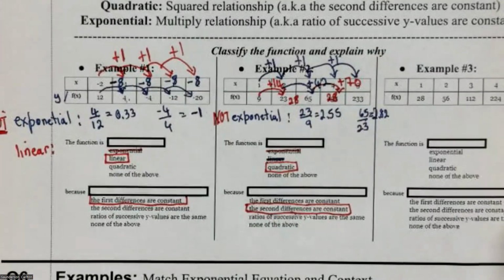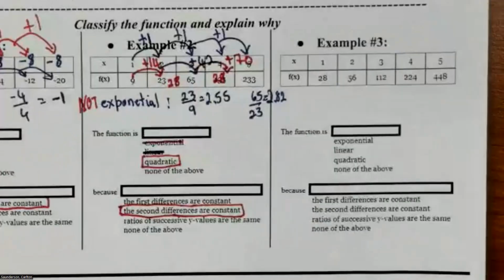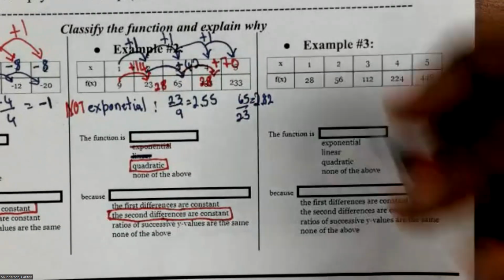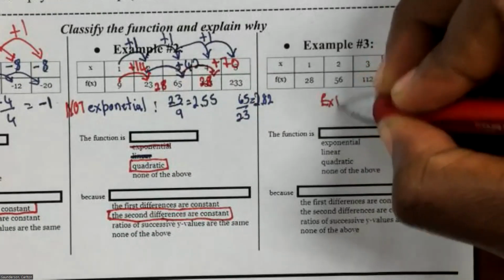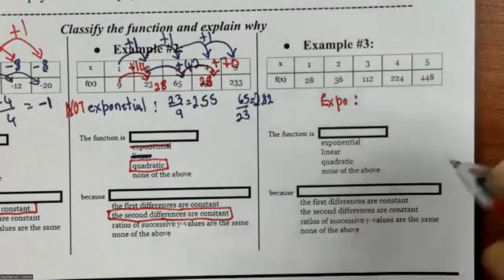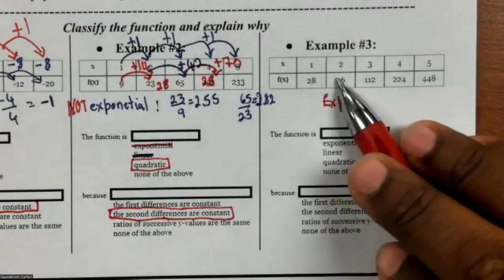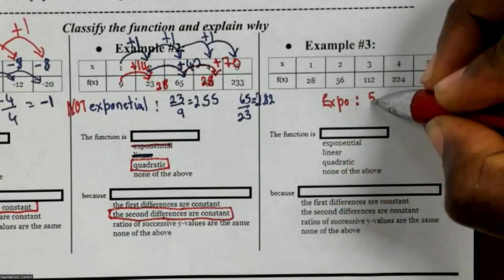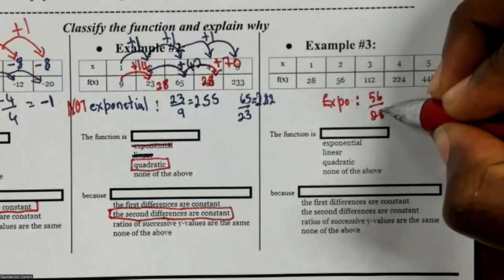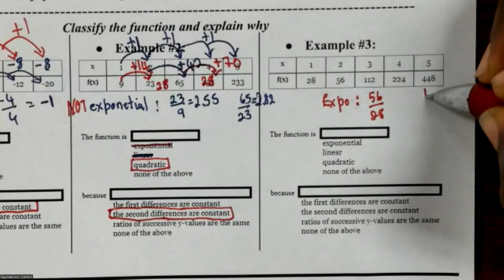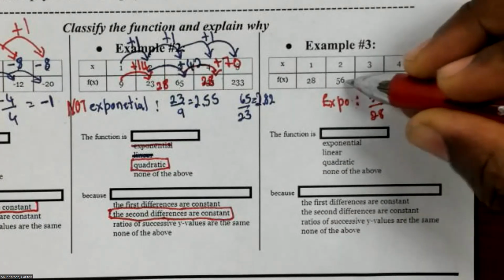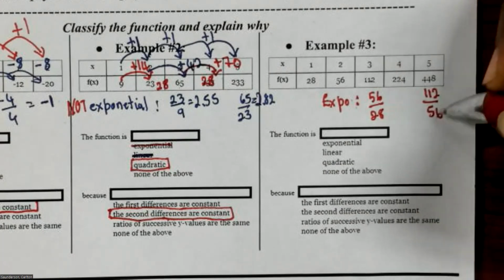So now let's try to do the next one. Always test if it's exponential first, by dividing the numbers, because it's the easiest one to test for. So you would divide 56 by the number that came before, and then you would divide 112 by the number that came before it, which is 56.